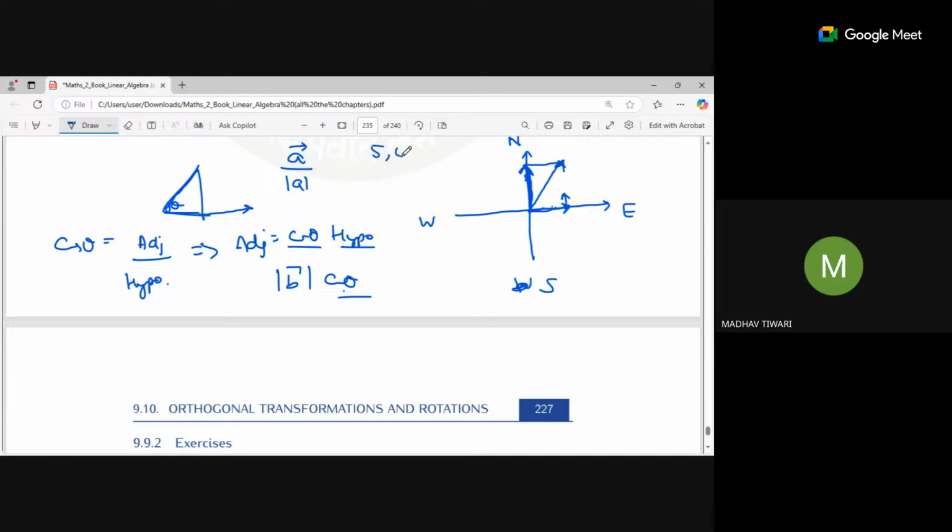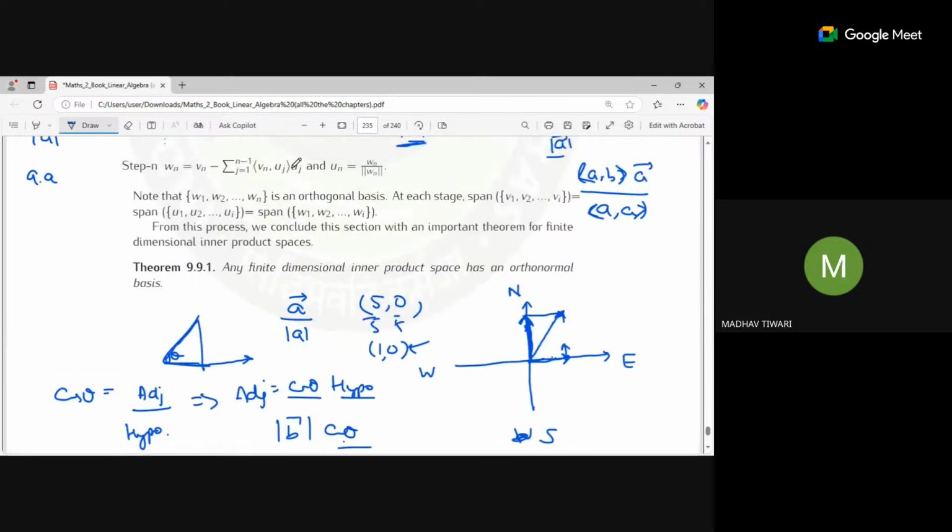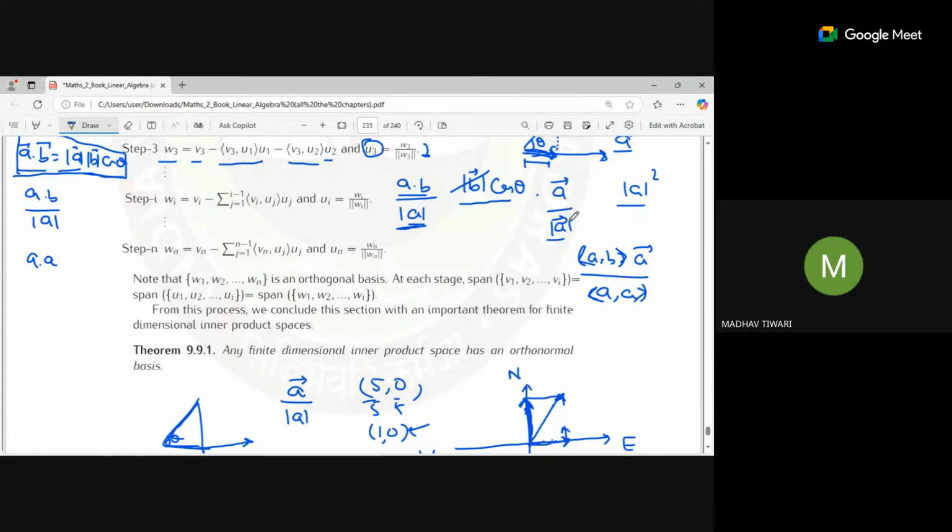Suppose it is (5, 0). If I divide it by 5, it will be (1, 0). Its length is now 1. So that's the way I divided it to convert it into a unit vector. After that, I have this, and A dot B is written like here, and the magnitude squared is nothing but this formula. So I can write it here. You don't need the derivation.